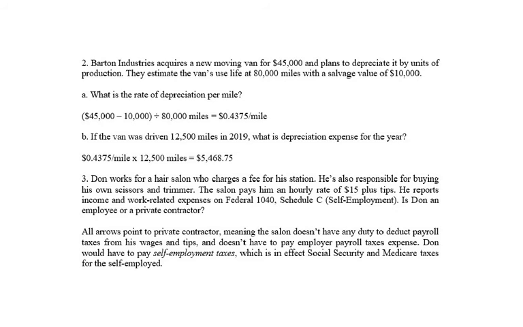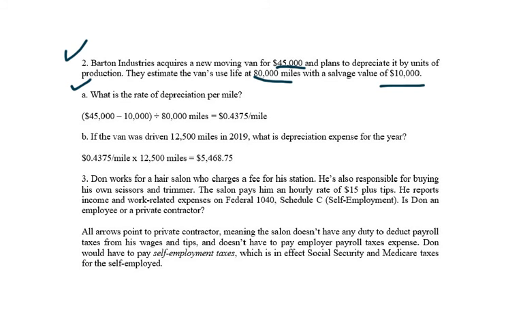And the last piece of the depreciation material is in part 2 here. In this case, a new example, a fresh example. So we have Barton Industries acquires a new moving van for $445,000. Again, fun with numbers. And plans to depreciate it by units of production. The estimated useful life is 80,000 miles with a salvage value of 10,000. So the first thing you've got to figure out is what is the rate of depreciation per mile. So that's the first thing up.